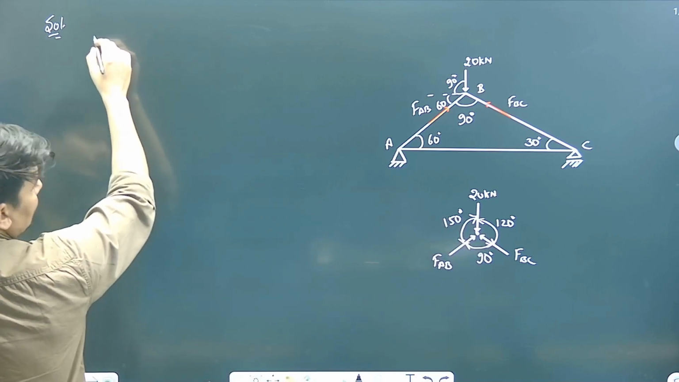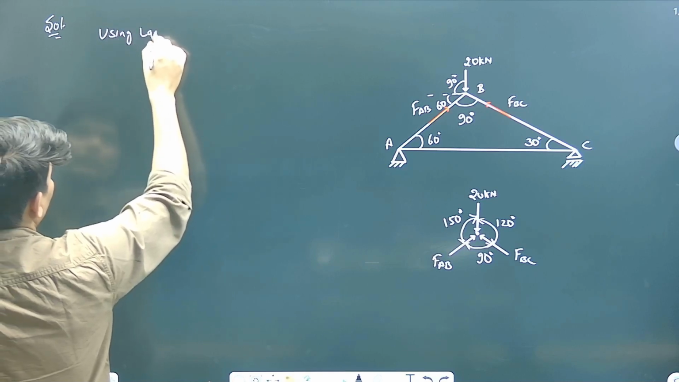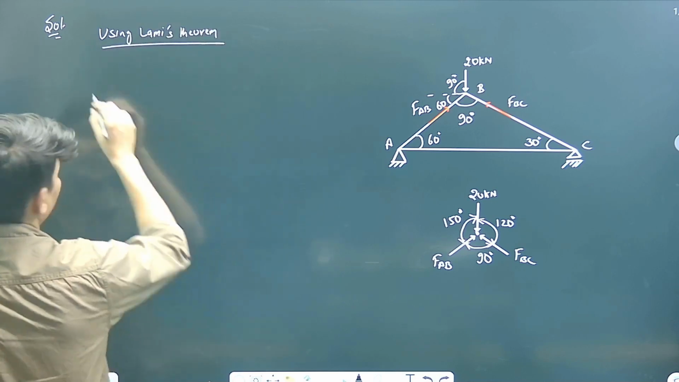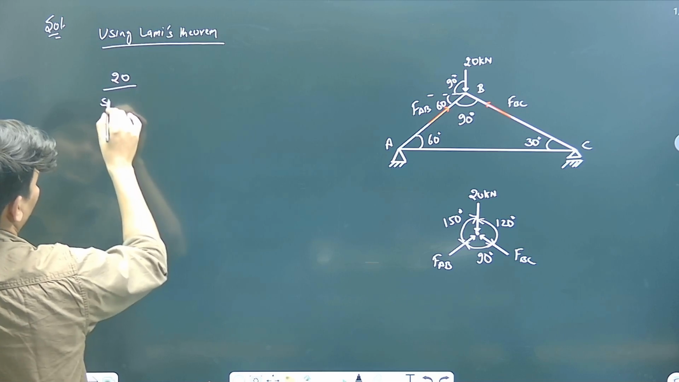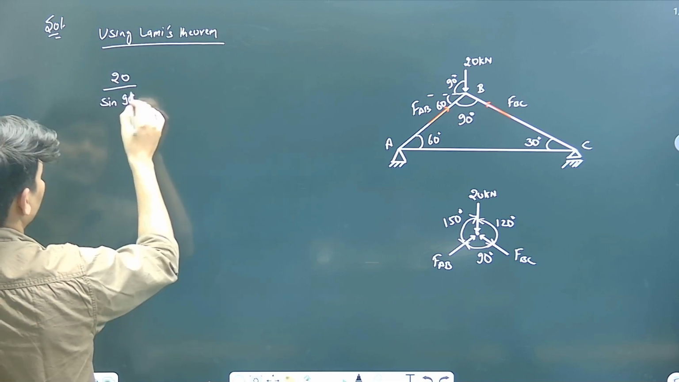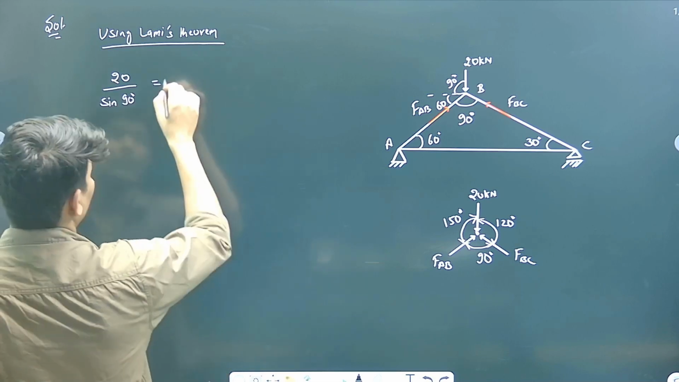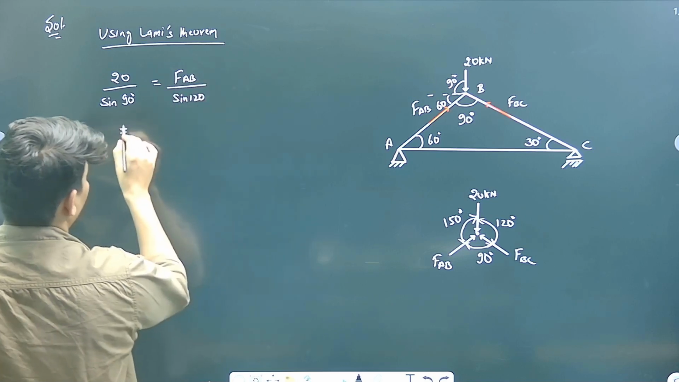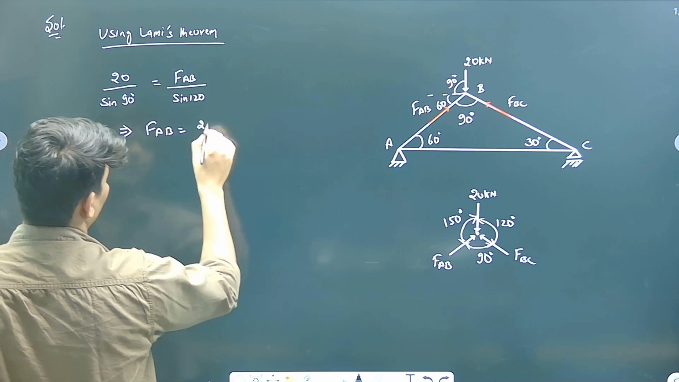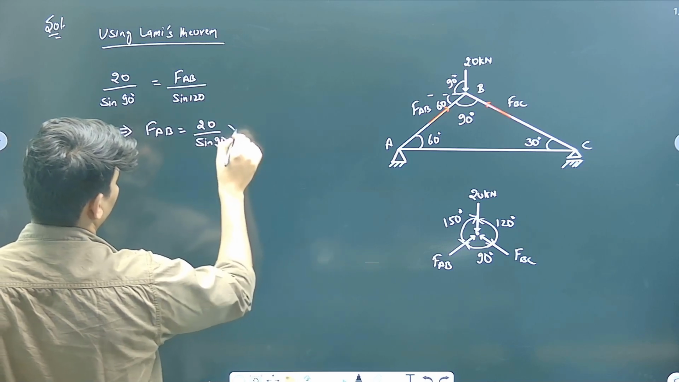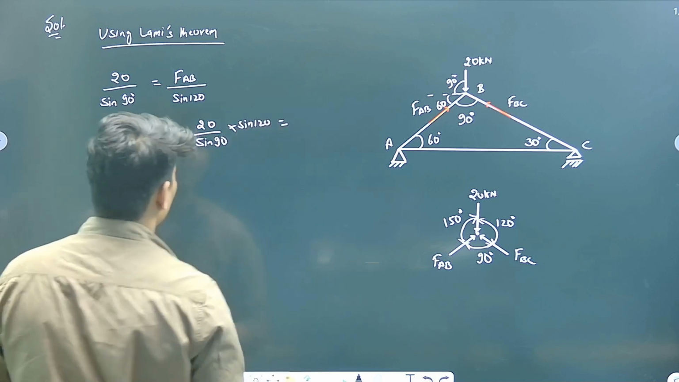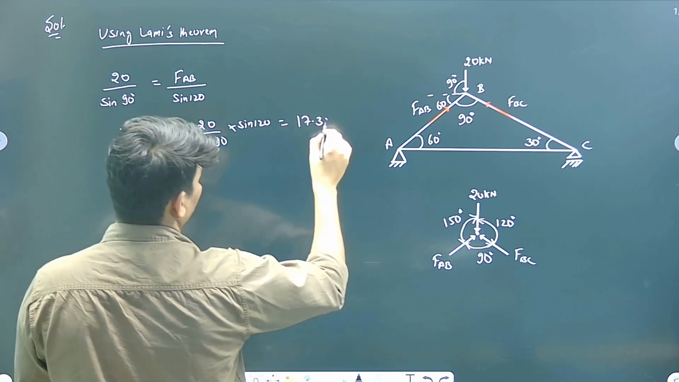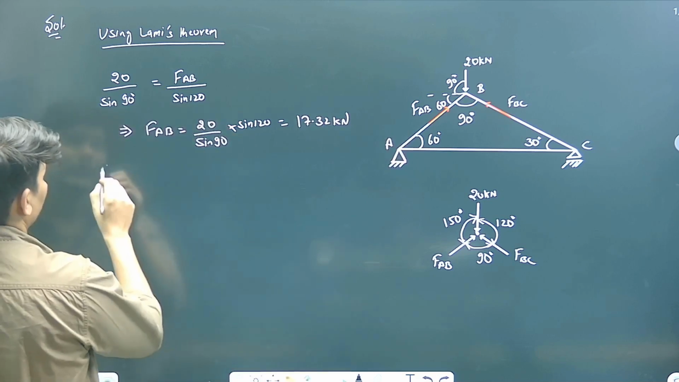So using Lami's theorem, we will get 20 by sine 90, that is nothing but 1, will be equal to force in AB member by sine 120. From here, F of AB will be equal to 20 by sine 90 into sine 120, so 20 sine 120 is equal to 17.32 kilonewton. That's all.